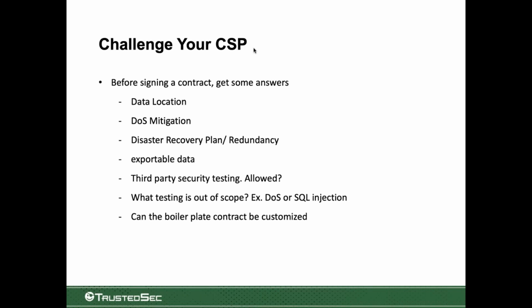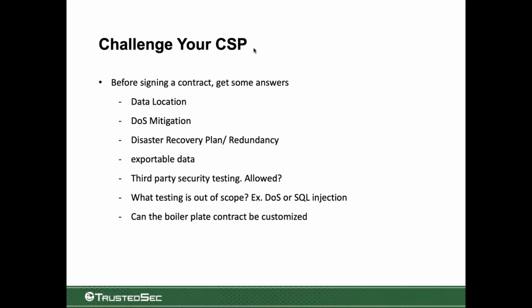Ask to see their disaster recovery plan, their redundancy plan. One of the reasons for going to the cloud for a lot of people is uptime. The cloud service providers will tout a better uptime. So, ask them to prove that. Tell them that you want to see their plan.